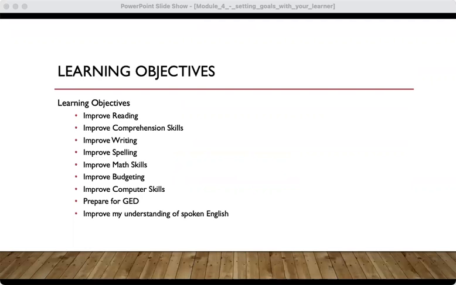Learning objectives. What are some of the learning objectives we may hear from our learners when they come to us for support? They may want to improve their reading, or their comprehension skills, or their writing, or their spelling, or their math, or their budgeting. Maybe they want to improve their computer skills, or prepare for the GED, or improve their understanding of spoken English.